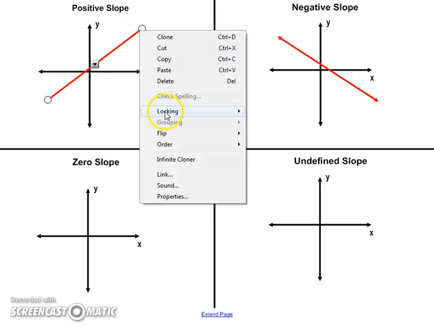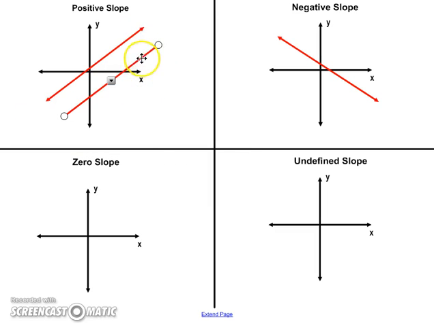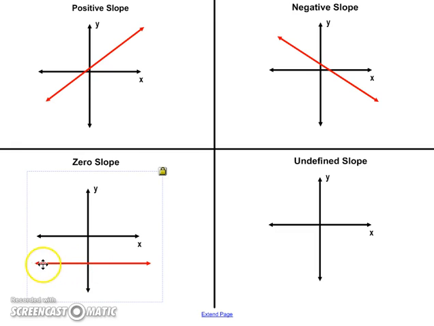Now I'm going to clone this line again, so I have a little red line. Zero slope is a horizontal line, and it can be anywhere on the graph. But a horizontal line, because it's not going up or down as it goes to the right, it's just flat. This would have zero slope. And let me clone that line again and take it over here.